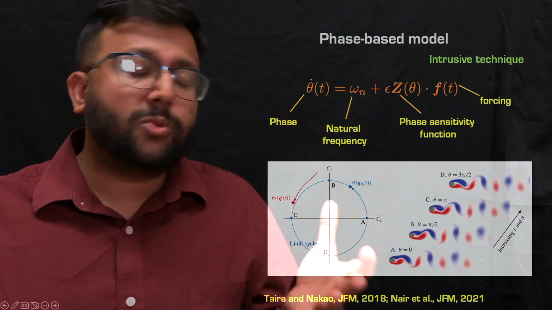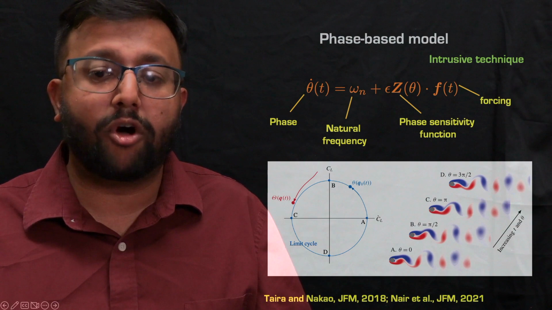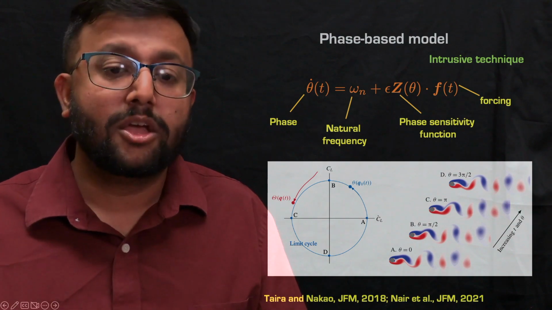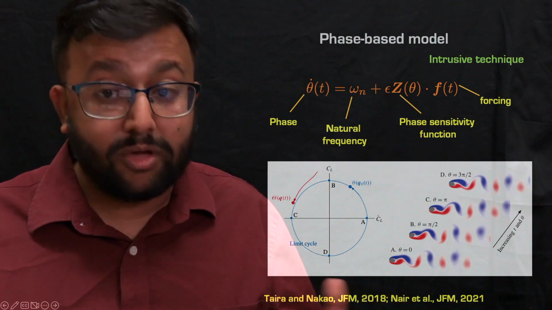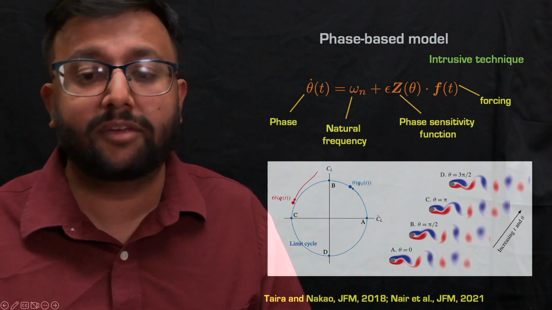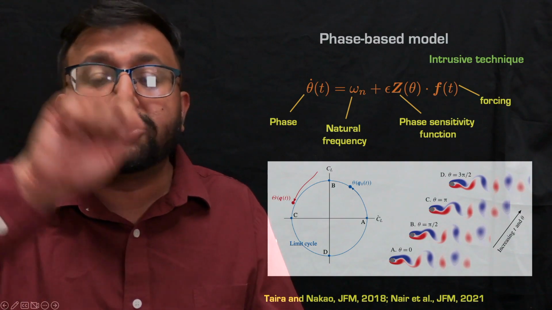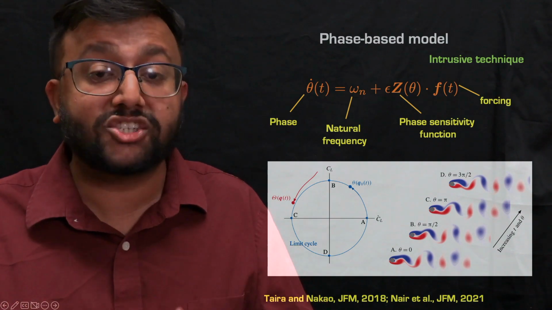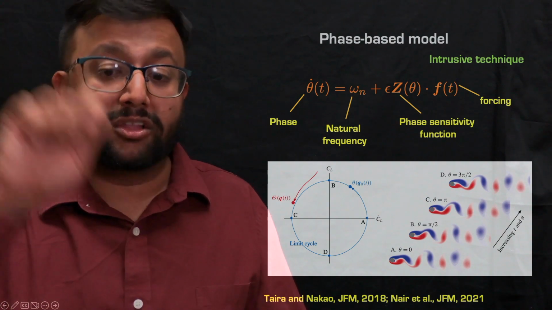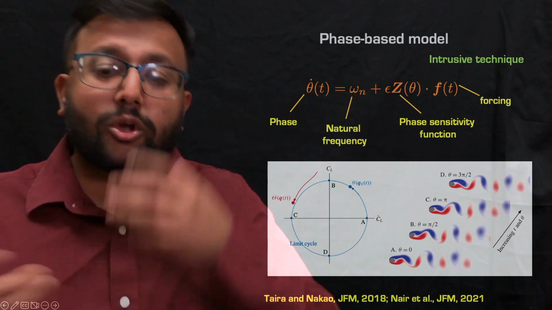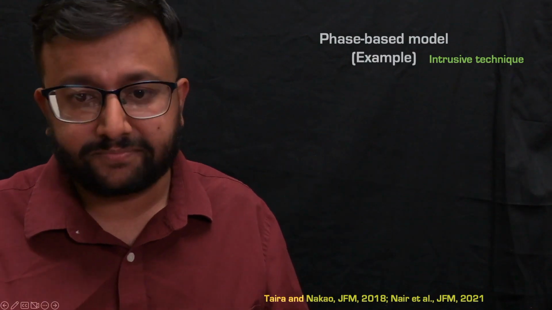So the first question that you may have is, okay, how do we simply describe the phase of oscillation of a periodic flow? What we can do is look at the phase portrait of the lift coefficient and the time derivative of the lift coefficient. And you can see that as the flow evolves through different stages of vortex shedding, we get different phases of the flow along this limit cycle. So the question becomes, how do we extract the phase sensitivity function?